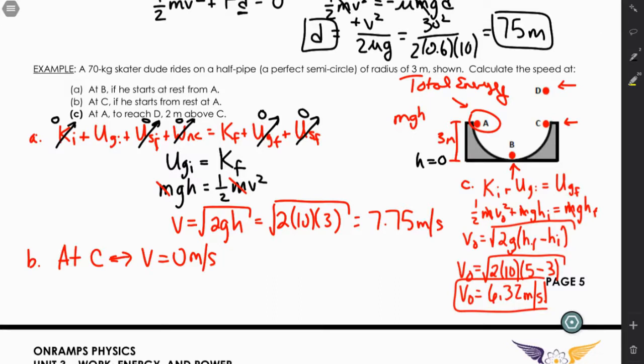Now, if the question talks about you starting from rest at A, what would be the speed at D? You would never get there, because position A sets the energy, and you can't go any higher than your initial energy. To get to D, you would have to gain energy to go up. But this says we're finding the speed at A to reach point D, which is 2 meters above point C. And so we have pie charts and power left to do.